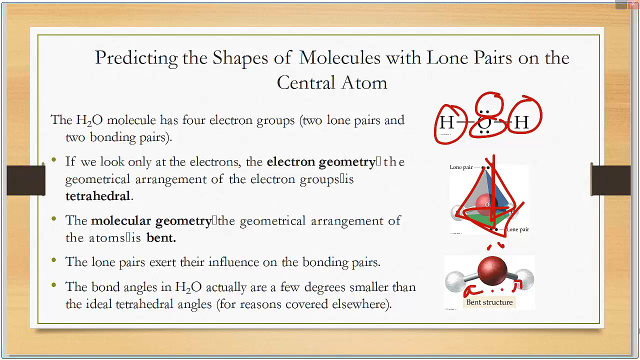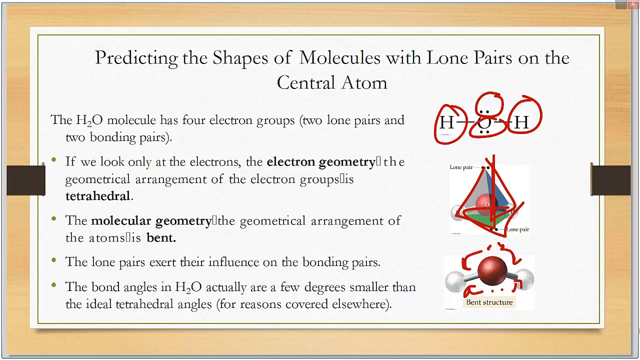It's not 180 degrees. The bond angle in water is actually a few degrees smaller than the tetrahedral angles. And that's because those lone pairs are pushing down against those hydrogens.